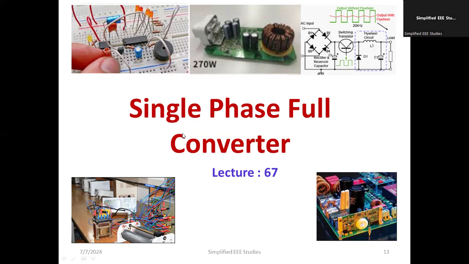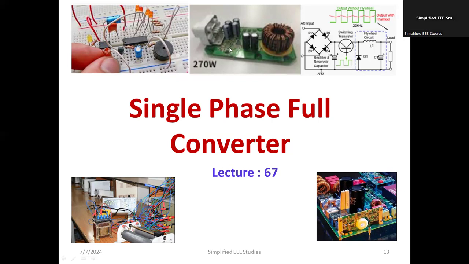In this session, we are going to discuss the single phase full wave converter. It is also known as a controlled rectifier. In the previous session, we discussed the uncontrolled rectifier, but here we are using thyristors to design a controlled rectifier.